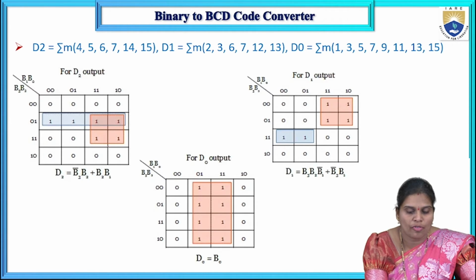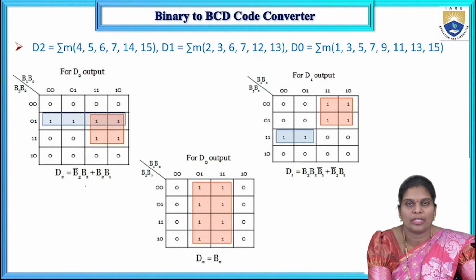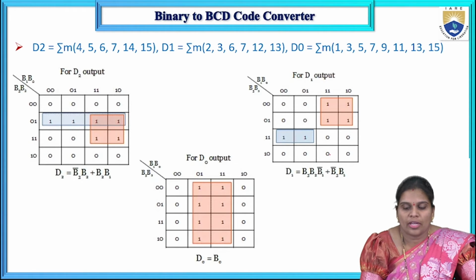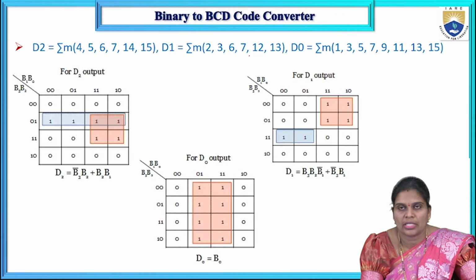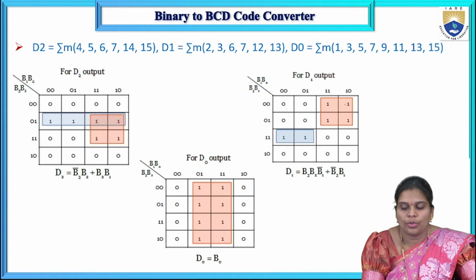For these 4 ones, the common variable is B2. For the other, the common variable is B1. So B2 and B1. For this group, the only common variables are 0, 1, so that is B3 bar into B2. So now D2 is B3 bar B2 plus B2 B1. Next, D1: here 2, 3, 6, 7, 12, 13.